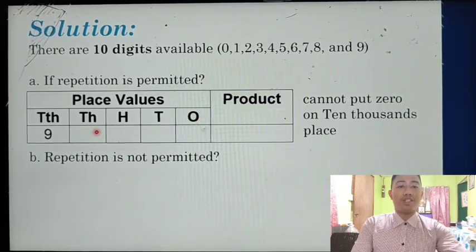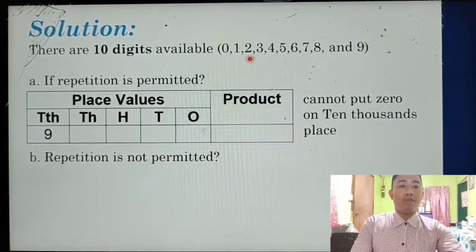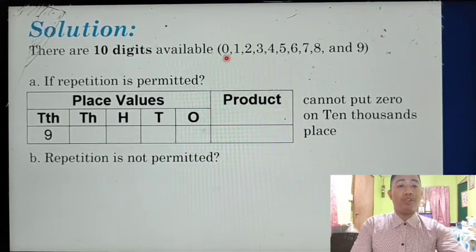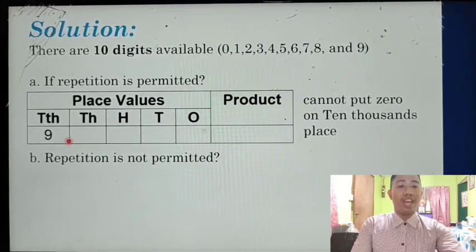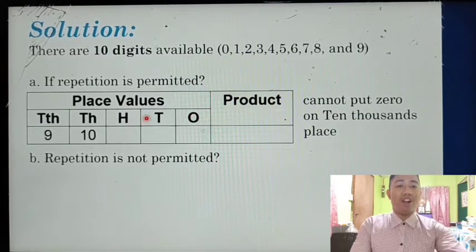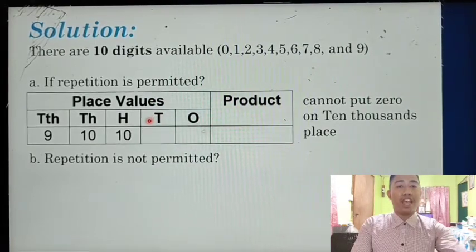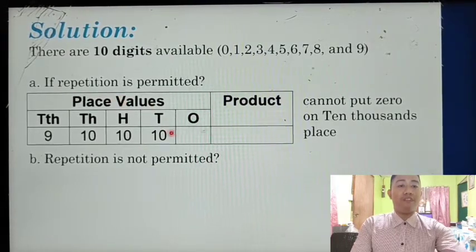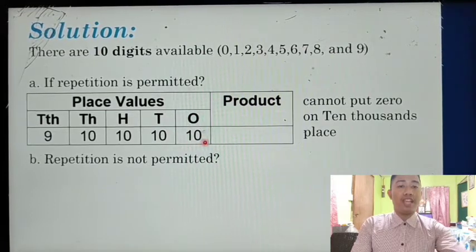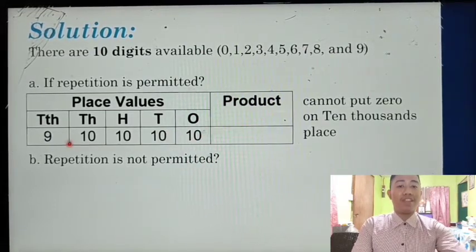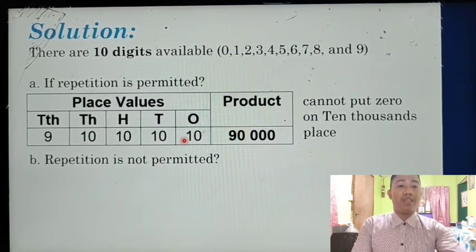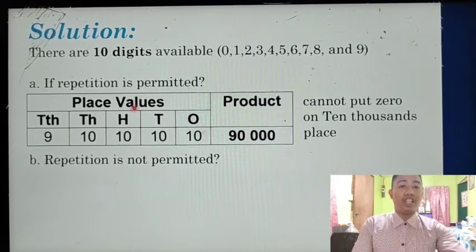Let us proceed to the thousands place. Here we can choose any of the digits, and of course 0 is allowed on the thousands place. So we use 10 digits because repetition is permitted. In the same manner, the hundreds place and the tens place have 10 choices, and for the ones place we also use 10 digits. So we get the product 9 times 10 times 10 times 10 times 10 by the calculator. So we have 90,000 5-digit numbers if repetition is permitted.